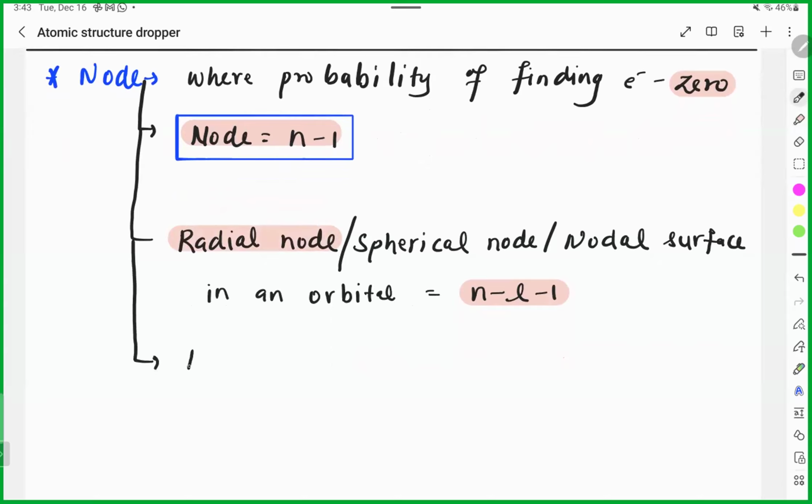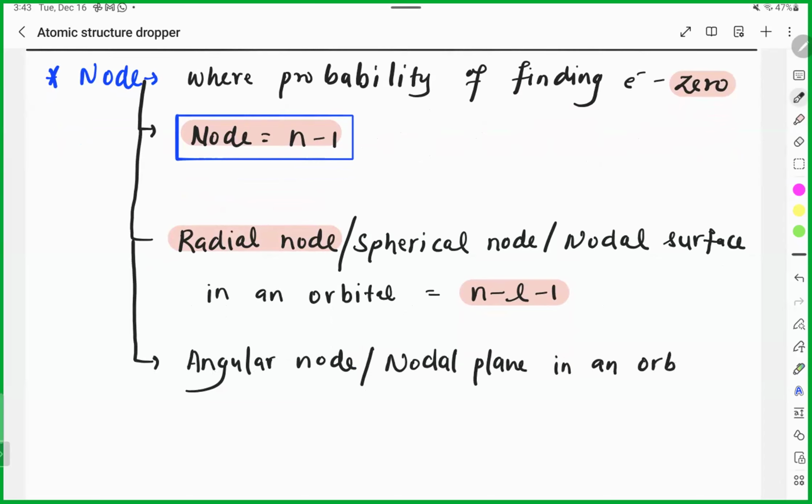Second is the angular node, which is rotation-wise. The number of angular nodes is also known as nodal planes in an orbital. Now compare: when you get the word nodal surface, it means radial node. Nodal plane means angular node. And this value will be equal to L.